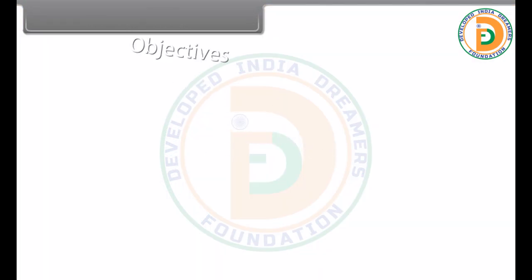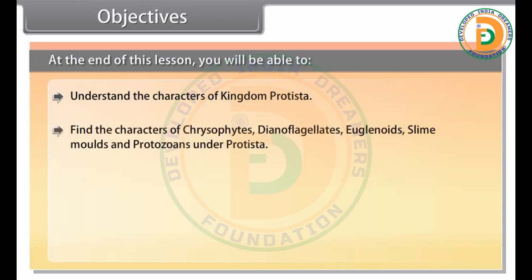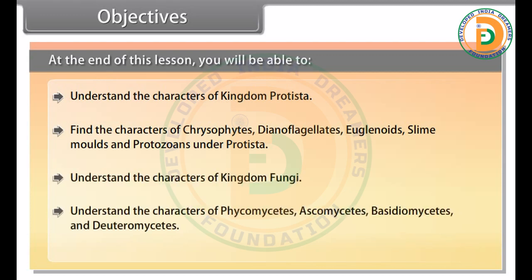Objectives. At the end of this lesson, you'll be able to understand the characters of kingdom Protista, find the characters of chrysophytes, dinoflagellates, euglenoids, slime molds, and protozoans under Protista. Understand the characters of kingdom Fungi, and understand the characters of phycomycetes, ascomycetes, basidiomycetes, and deuteromycetes.